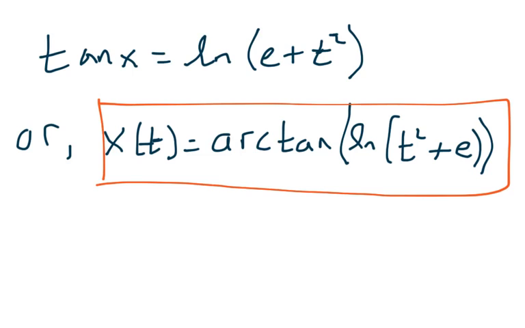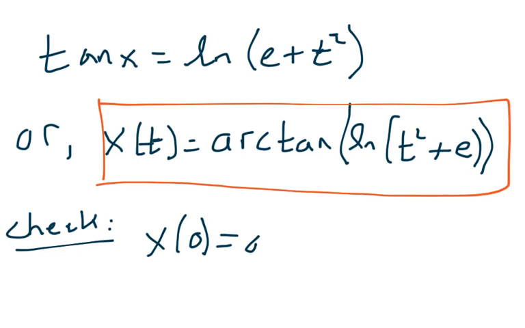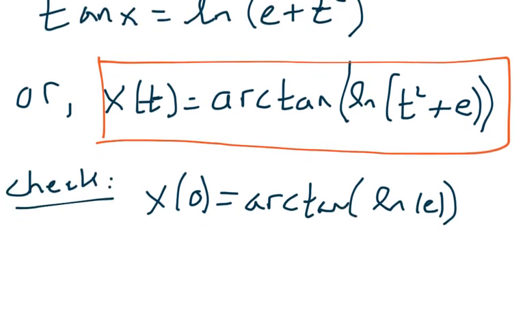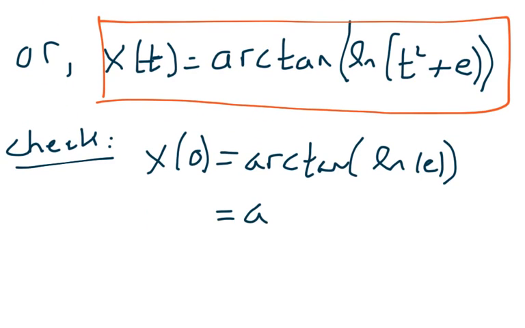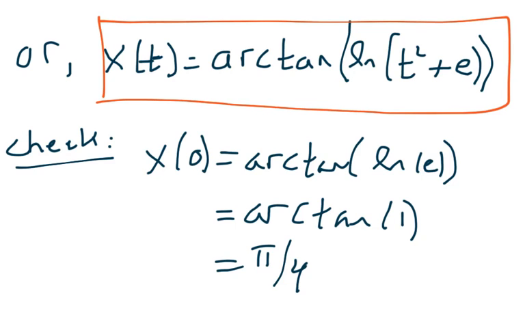Now you can check this. I like to check the initial condition always. x of 0 is equal to arctan of ln of e. Well, this is arctan of 1, which is equal to pi over 4. So it checks out.